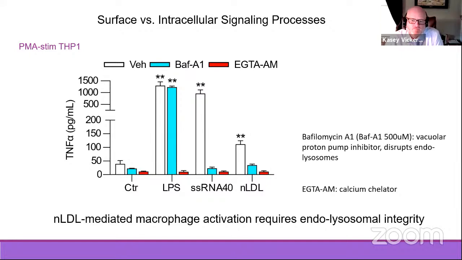endolysosomal process. We used a calcium chelator as well that disrupts total TLR signaling, as well as many other processes in the cell. But this, again, supported the intracellular Toll-like receptor more so than a surface plasma membrane receptor.